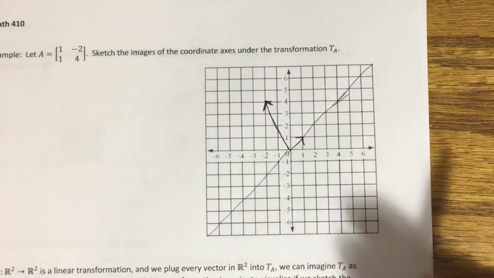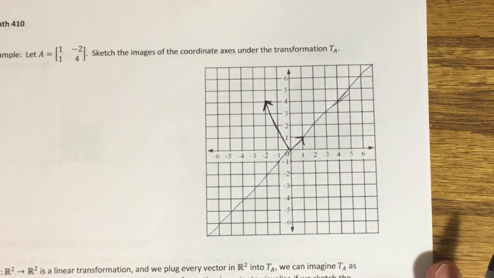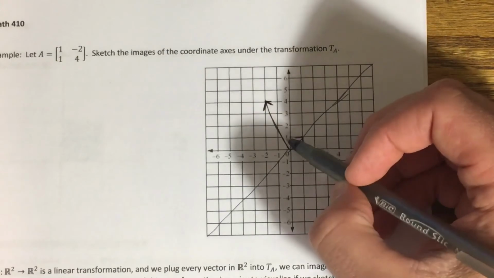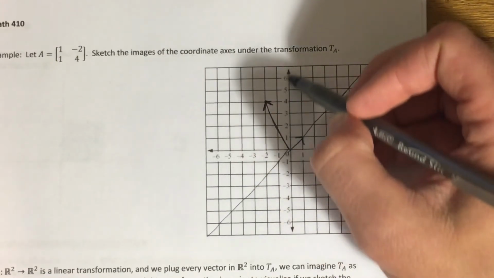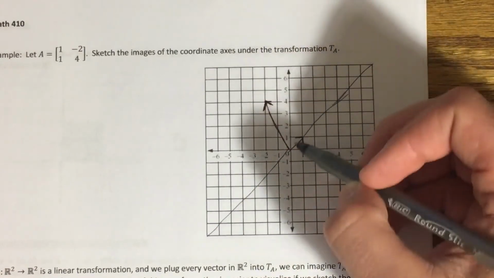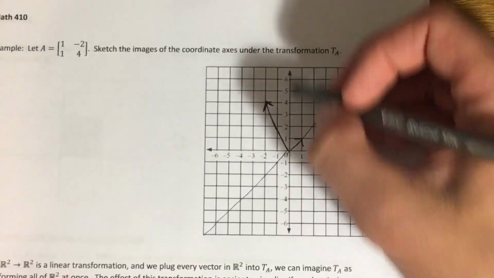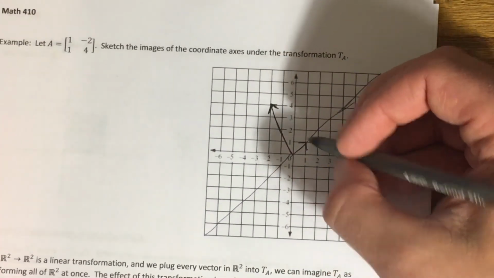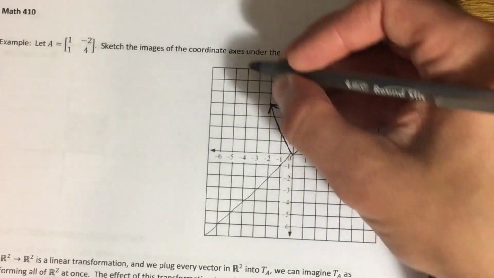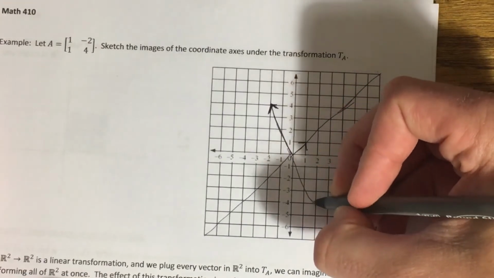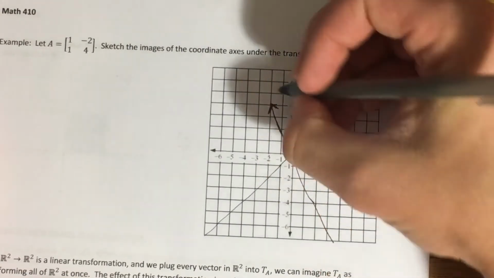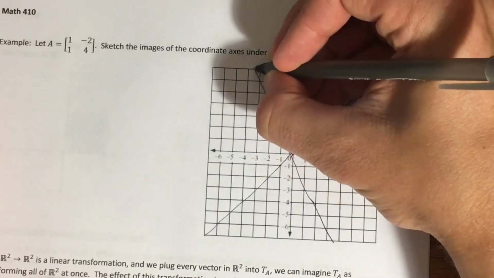Same thing's going to happen here. The image of j is going to correspond, if I take any scalar multiple of j, that's going to determine this y-axis. And so the image of the y-axis under my transformation is going to be the line that contains this vector right here. So be careful about how I draw it. It's going to look kind of like that.